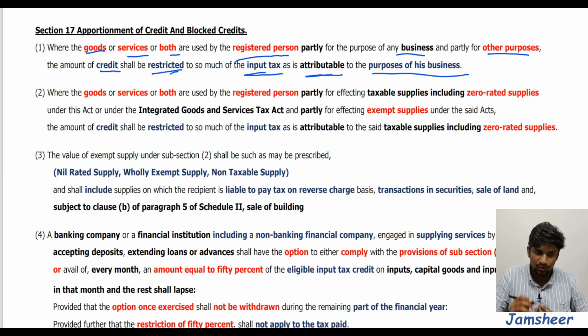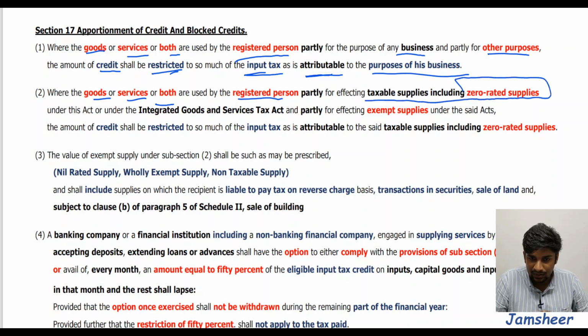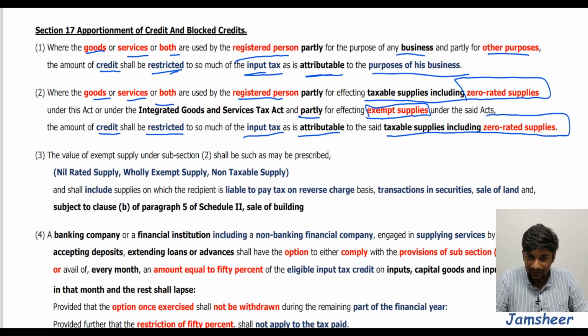Subsection 2 talks about goods or services or both used by the registered person partly for effecting taxable supplies including zero rated supplies and partly for effecting exempted supplies under the said Act. Then input tax is restricted to so much of the input tax as is attributable to the said taxable supplies including zero rated supplies. An example of zero rated supplies is export of supplies. So export of supplies will come under zero rated supplies.